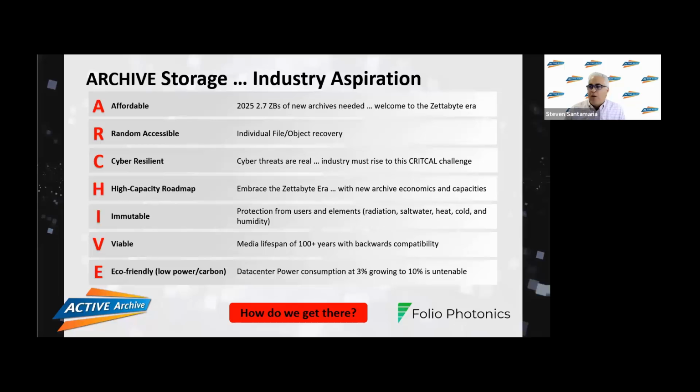But you don't ever fall short of it. I put random accessible. More and more, the archive data, the active archive data, is being used. We talk about AI and machine learning. I love that quote, no AI without IA. Sorry, I'm going to steal that. I forgot who said it, the speaker before me.